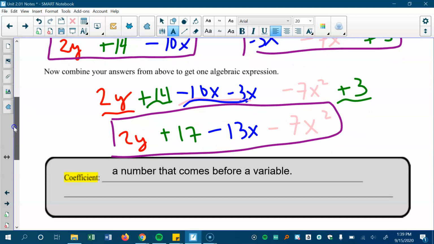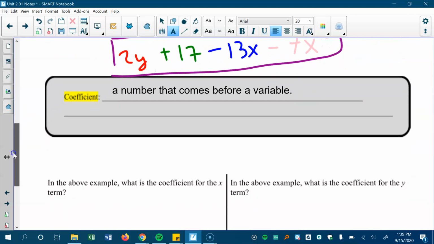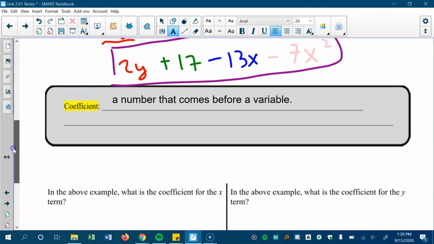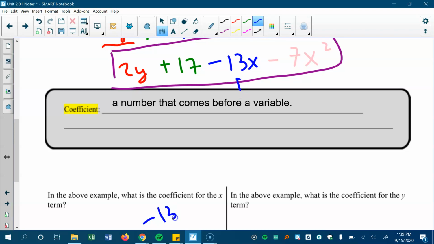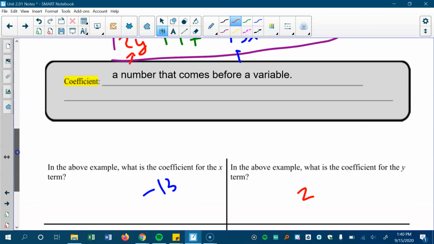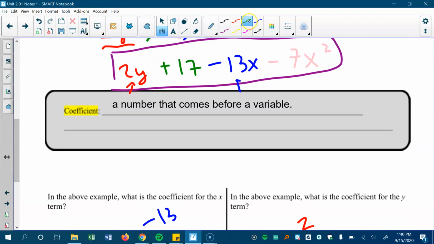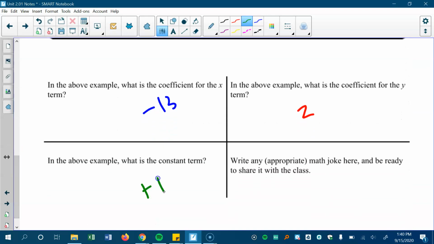So let's go down to this next part and answer our question here. In the above example, what is the coefficient for the x term? Well, the x term was in blue, and the coefficient of that x term is a negative 13. And what is the coefficient for the y term? The y term is in red, and the number in front, the coefficient of y, is 2. And in the above example, what was the constant term? A constant term is a number without the variable. That's in green, and that was a green positive 17.